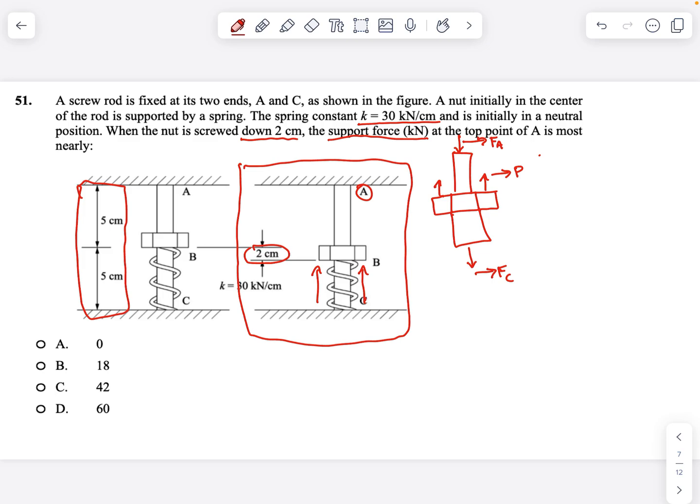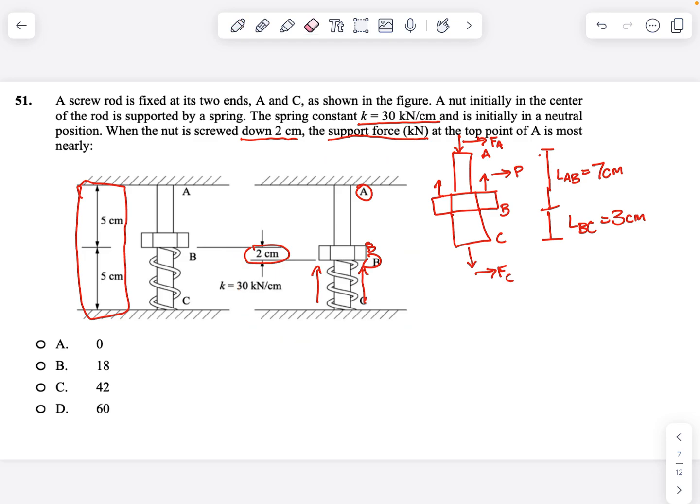So when that spring is compressed down, your LAB, we're going to call it, because B is at the center here. We're going to label where we're at. This length right here to the bottom of this screw head is going to be LAB, 7 centimeters. And then from here you have LBC equals 3 centimeters. So drawing a good free body diagram is crucial to seeing what's going on in this problem, and really determining the easiest way to go about it.